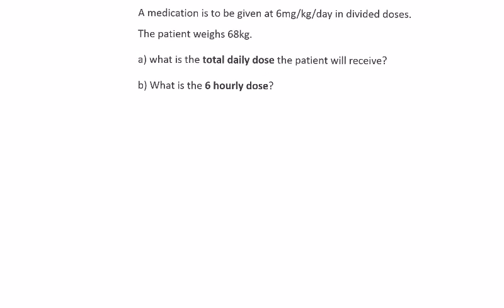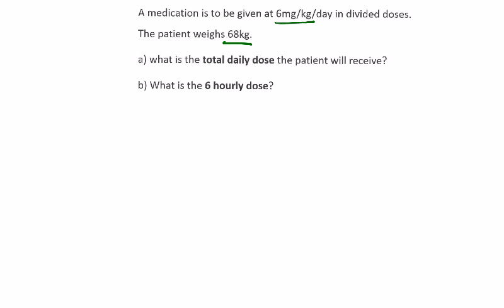So medication is to be given at the rate of 6 milligrams per kilogram per day in divided doses. The patient weighs 68 kilograms. Even before I read the questions, I see that I have to actually discover how much of that drug this specific patient will need. But let's read the question. What is the total daily dose the patient will receive? And the next one is, what is the 6-hourly dose?